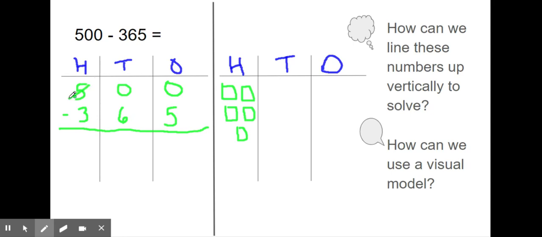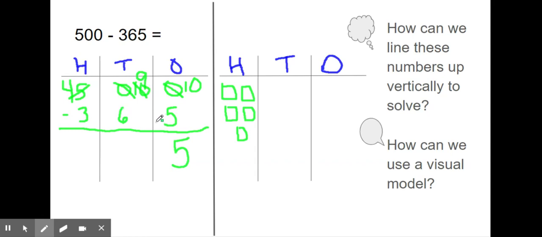So I'm going to have to unbundle. I'm going to have to take one of my hundreds and give it to my tens. And remember, there are 10 tens in 100. So I just gave that to my tens. So now I have some tens I can unbundle, right, to give to my ones. So I'm going to unbundle a 10. Now I have 9 tens and give that 10 to my ones. Now I'm ready to subtract. 10 take away 5 is 5.